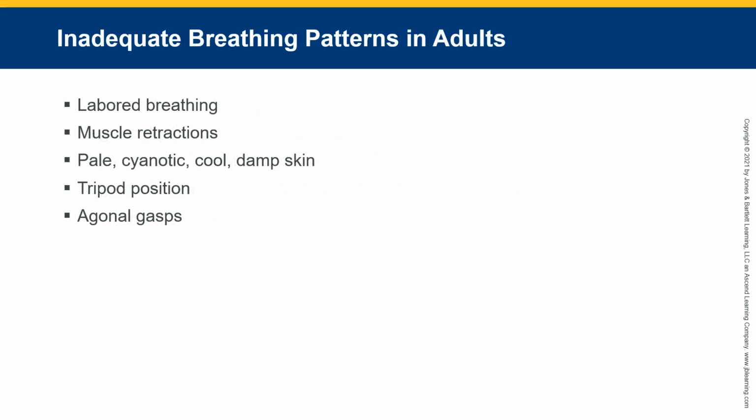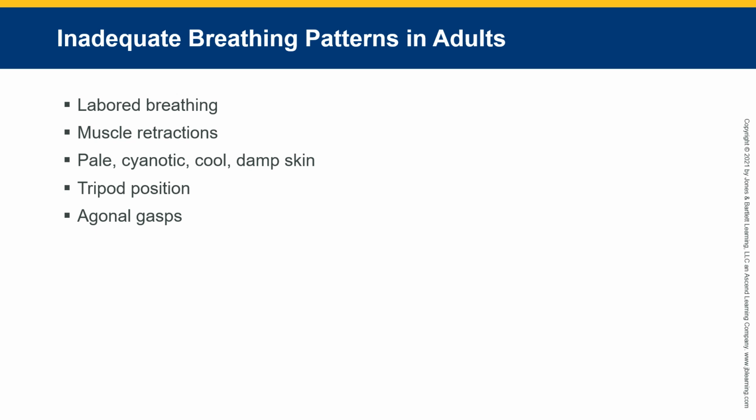Inadequate breathing patterns in adults. You have labored breathing, muscle retractions, and pale, cyanotic, cool, clammy skin. You have your tripod position. And what the tripod position is, they're just like this because they can't breathe. They focus all of their energy forward. A lot of times their head is down and they're focusing on their breathing.